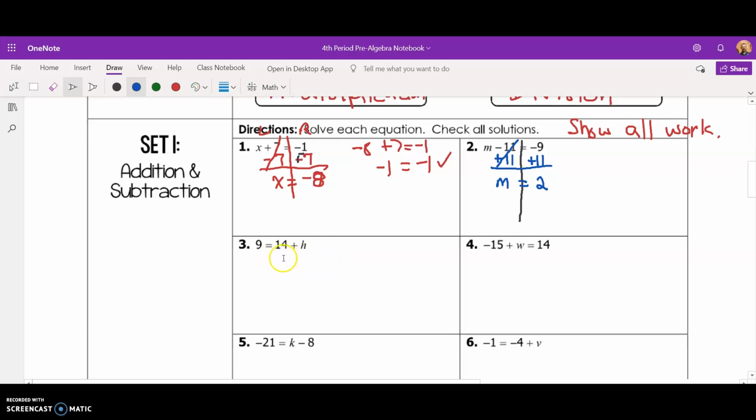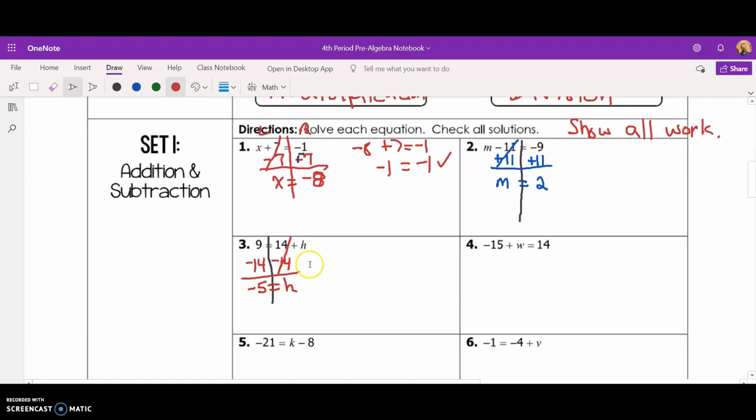So here I've got a positive 14 added to the h. Again, I want to draw my line at the equal sign. Okay. The opposite of adding a positive 14 is to subtract a positive 14. Okay. When I do 9 minus 14, I'm going to get negative 5. On the right-hand side, 14 minus 14 is 0, so I can cross that out, leaving me with just the h.